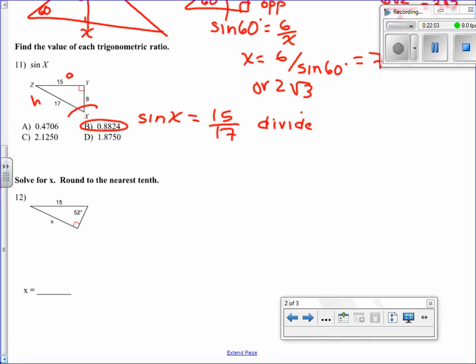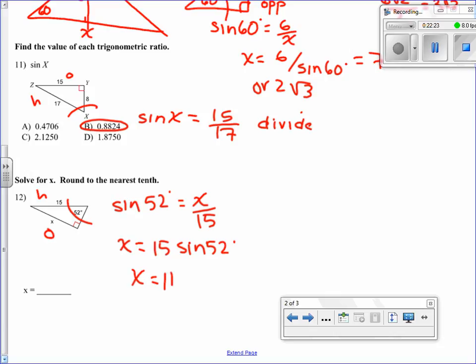Number 12, solve for x. So which trig function was this one? Okay, sine. So the sine of 52 degrees equals x over 15. X is on top, so you multiply. And you get 11.8.